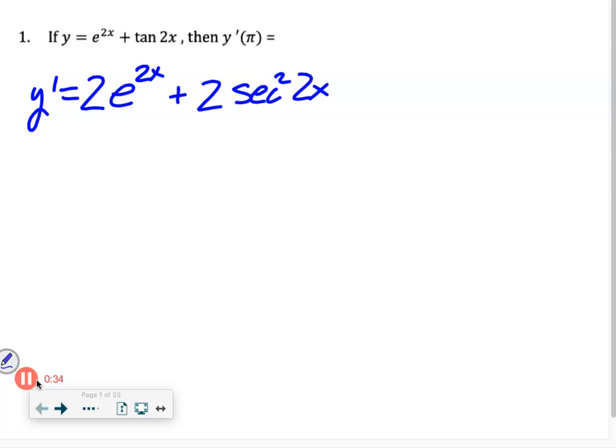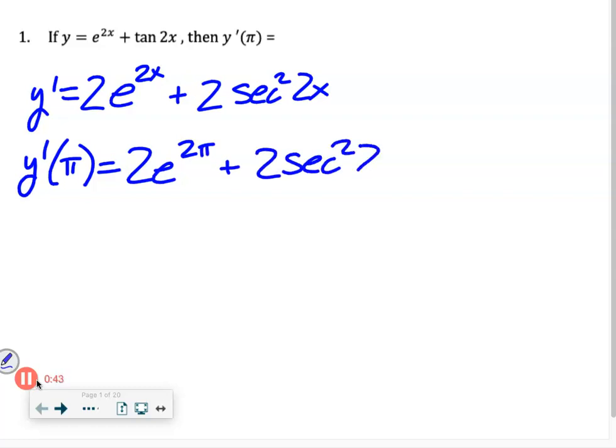That's chain rule. All right, so now y prime of pi would be 2e to the 2 pi plus 2 secant squared 2 pi. Well, cosine of 2 pi is what? 1. So secant of 2 pi is 1, and secant squared is 1, right? So this is just equal to 2e to the 2 pi. All right, any questions on that? Okay, moving on.